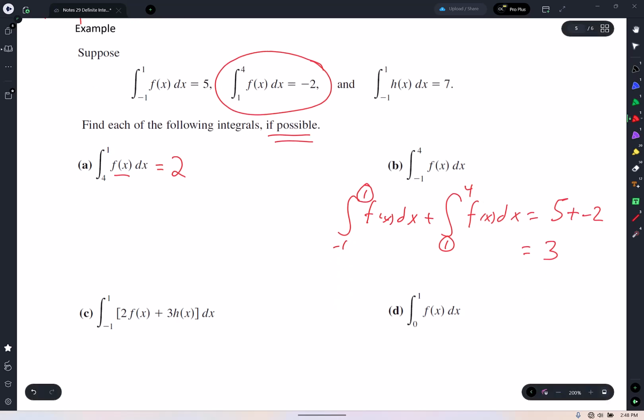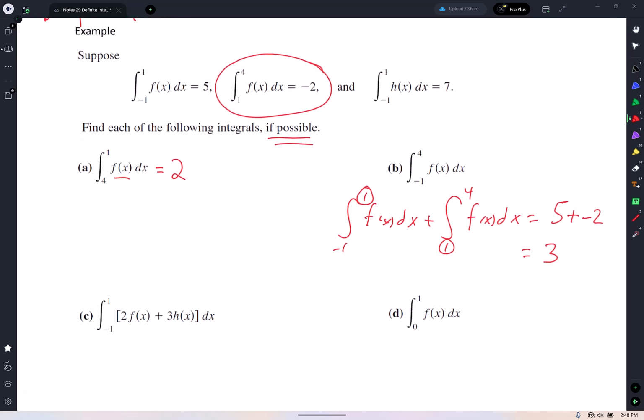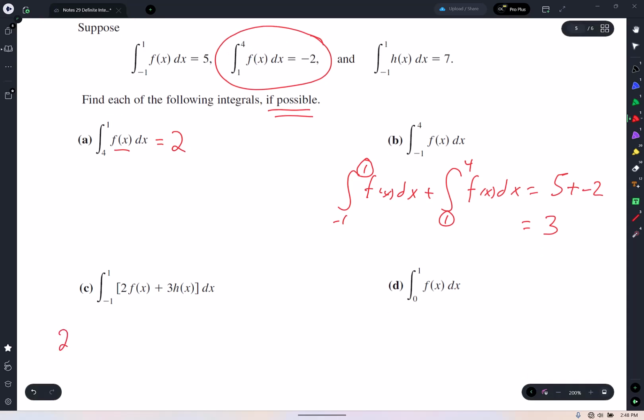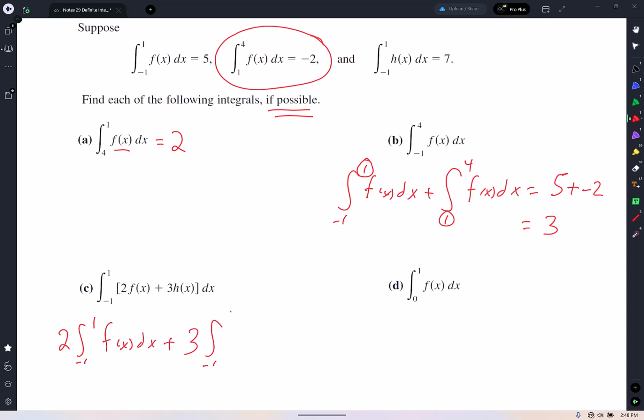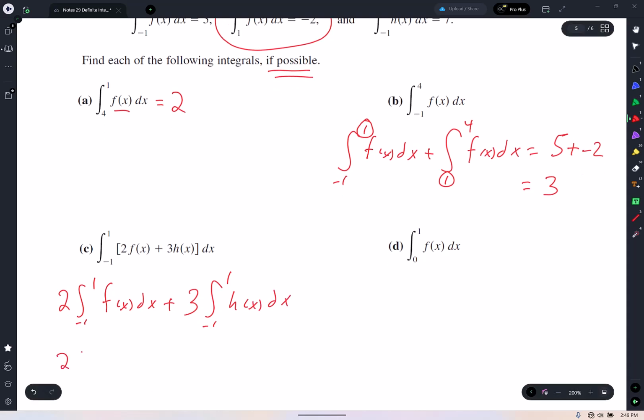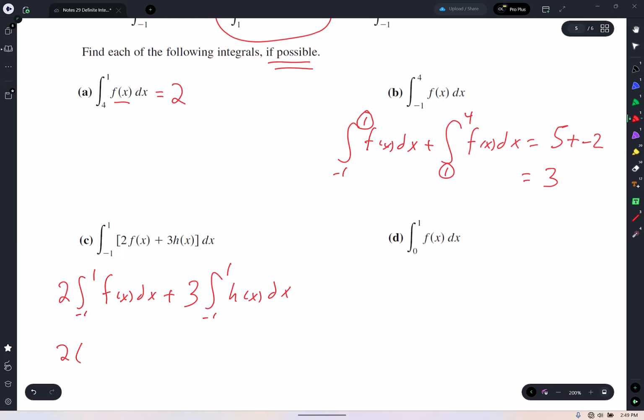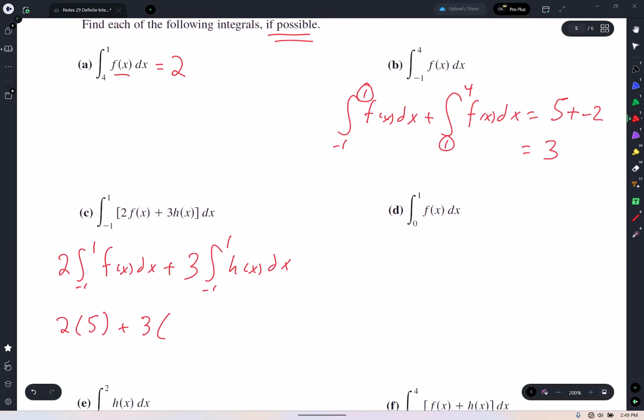Okay. This one here, -1 to 1. Yeah, it looks like it is going to be possible. 2 in the front, -1 to 1 of f of x dx, plus 3 in the front, -1 to 1 of h of x dx. So let's see, 2 times the area under the curve from -1 to 1 of f of x, which is 5, plus 3 times from -1 to 1 of h of x, which is 7. So let's see, 10 plus 21. So this answer looks like 31.